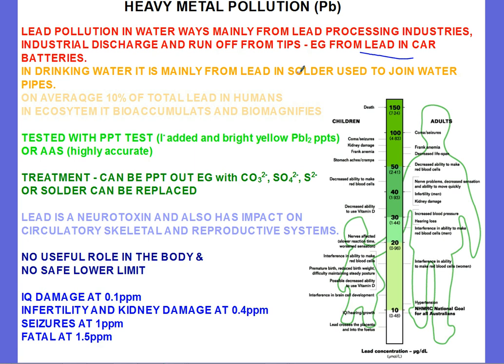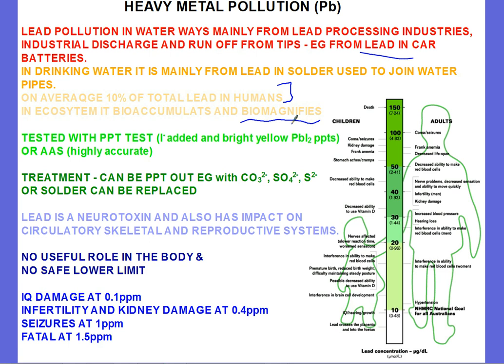On average, 10% of all total lead in humans, so the lead that's been picked up by humans, comes from their water. And in ecosystems, it bioaccumulates, which means over time, the lead in the organism's body keeps increasing because it's not excreted out. It also biomagnifies up the food web because as creatures eat other little creatures that have lead inside them, the lead content in their bodies increases as well.